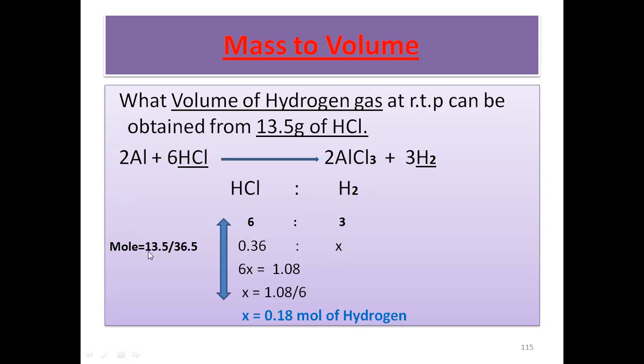For this purpose we have a formula: mole is equal to given mass divided by Mr, the relative molecular mass of HCl. So 13.5 divided by 36.5, and after this calculation we have 0.36 moles. Then cross multiply the values. After cross multiplication and simplification, we will get 0.18 moles of hydrogen.